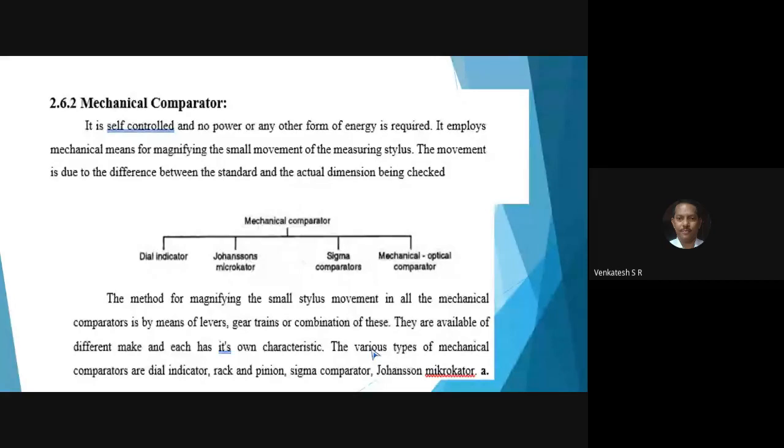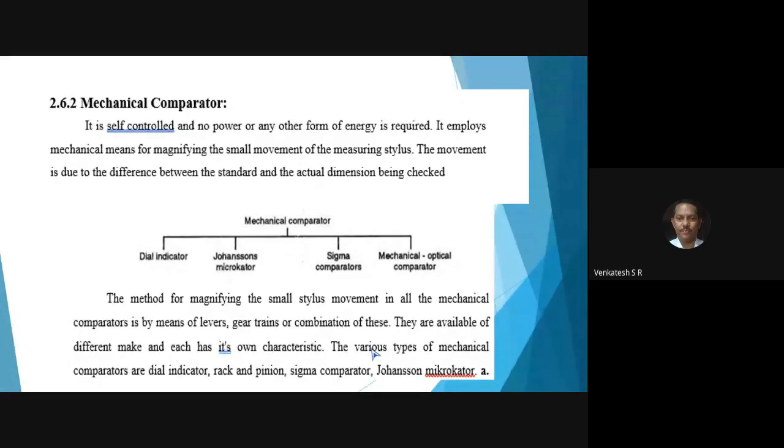So dial indicator is very, very important for comparators in mechanical engineering, particularly in metrology. The application of dial indicator is very, very high, because everywhere in basic material testing lab as well as in the metrology lab, you are using dial indicator for the measurement of taper, angle, and other components. Next, come to the point.